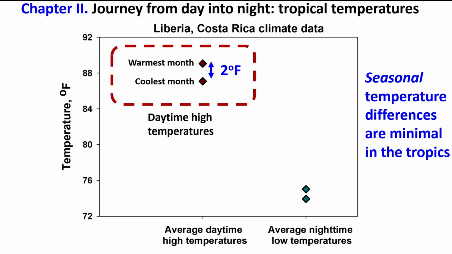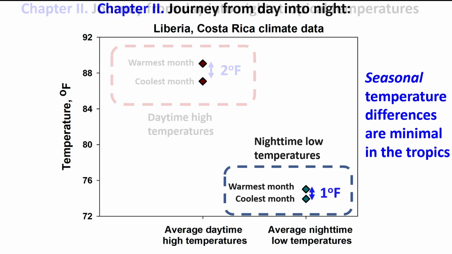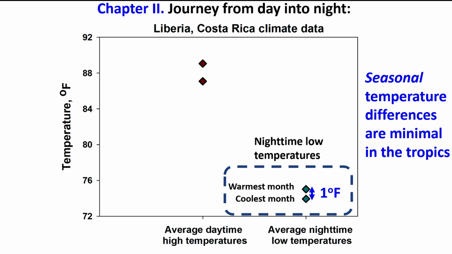If we look at average daytime high temperatures, the difference between the warmest and the coolest month of the year is only about 2 degrees Fahrenheit. If we look at the average nighttime low temperatures, the differences are even smaller. The warmest and coolest month only differ by about 1 degree Fahrenheit over the course of the entire year.